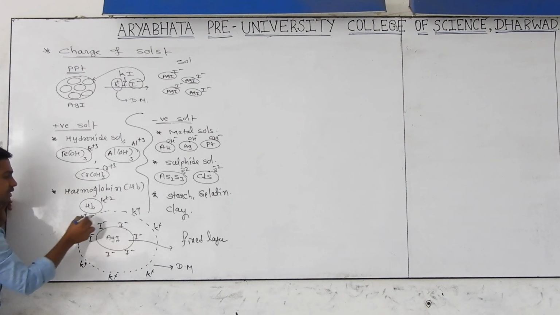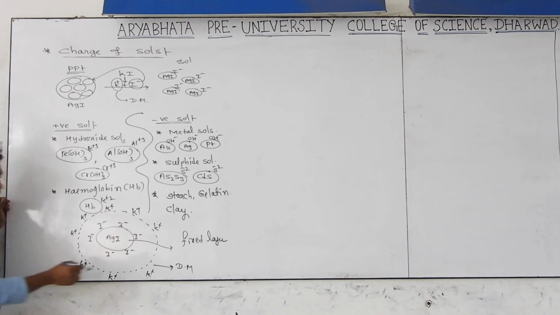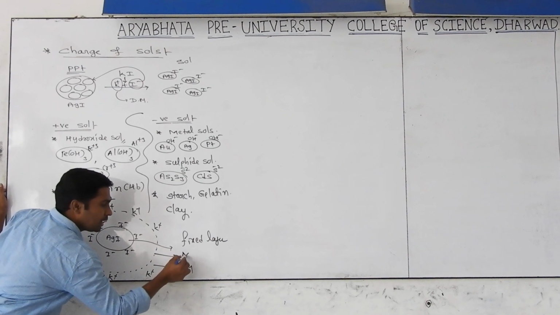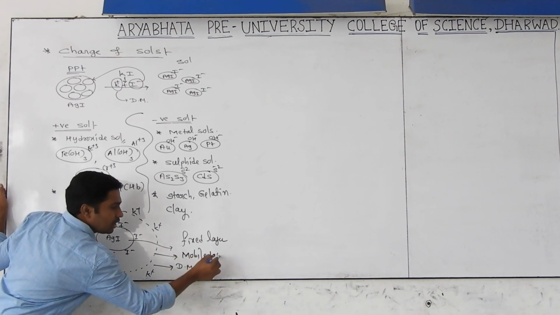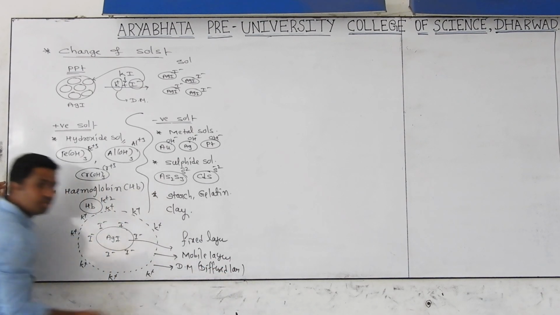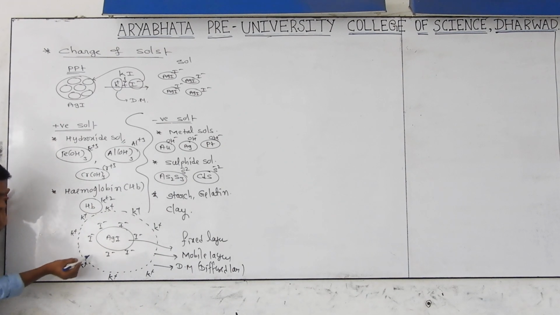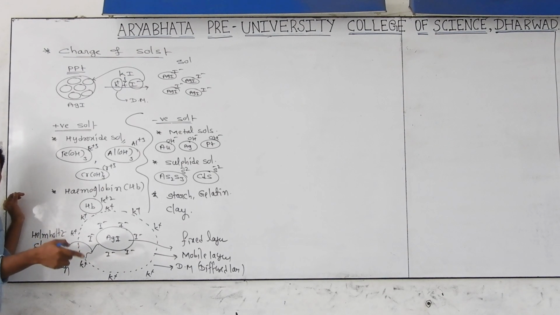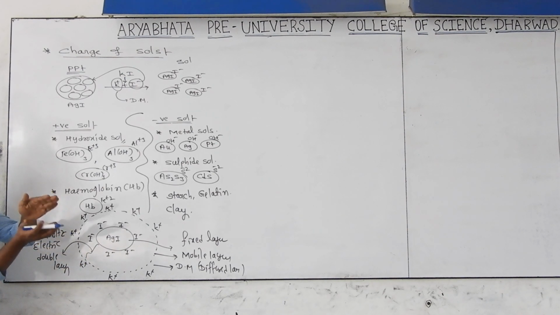So the dispersion medium, is it moving or fixed? Moving. So that's why this layer is called a mobile layer, also called the diffused layer. Are you getting that point? These oppositely charged layers we call by one special name, the Helmholtz electric double layer. Double layer means that around the colloidal particle, from the dispersion medium we get an oppositely charged layer. So these two oppositely charged layers we call the Helmholtz electric double layer.